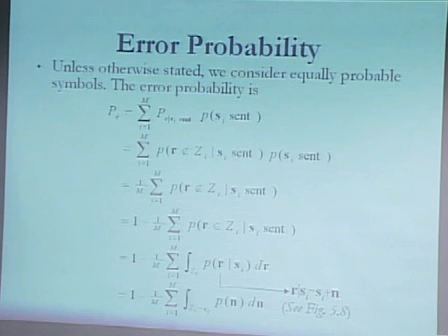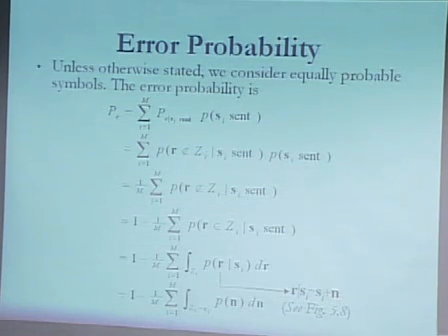Unless otherwise stated, we'll consider equally probable symbols. All the points in the constellation have the same probability, 1 over capital M. So let's go over the derivation of the error probability. We're going to call it P sub E. That's the probability of error in a group of k bits, which means that the point that we chose on the constellation is not the one that was actually sent. That means that at least one of the k bits is going to be an error, possibly more than one.